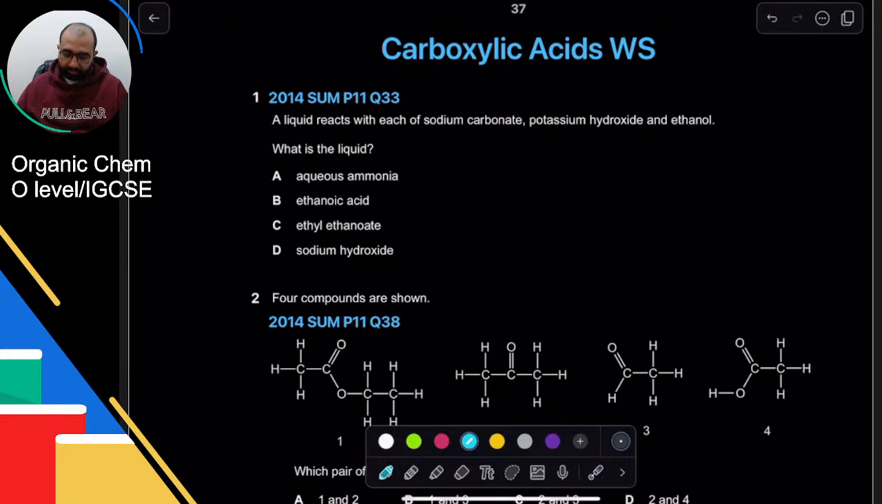A liquid reacts with each of sodium carbonate, potassium hydroxide, and ethanol. Interesting. So sodium carbonate के साथ react कर रहा है, तो acidic होगा, ठीक है, carbon dioxide बनाएगा. पोटेशियम हाइड्रोक्साइड के साथ रिएक्ट कर रहा है, हो सकता है एसिड हो, क्योंकि न्यूट्रलाइजेशन कर सकते हैं. एथेनॉल के साथ रिएक्ट कर रहा है. एथेनॉल के साथ रिएक्ट करने में मल्टीपल ऑप्शंस हो सकती हैं, बट out of these, let's see. Ammonia, in our syllabus, we have studied ammonia will not react with potassium hydroxide. Why? Because they're both alkalis. क्यों react करेंगे वो आपस में?